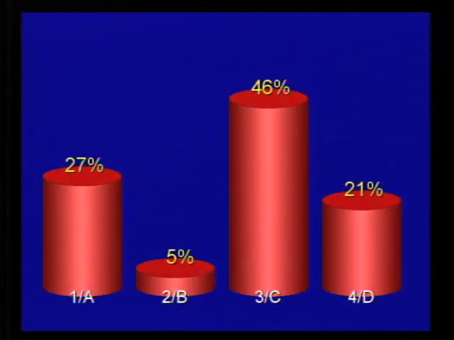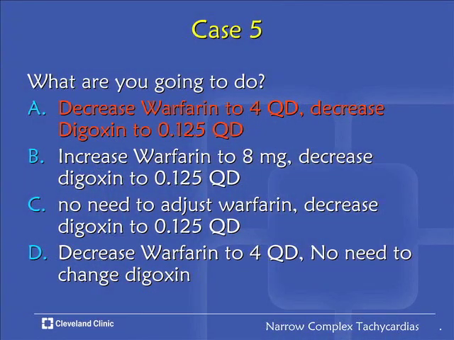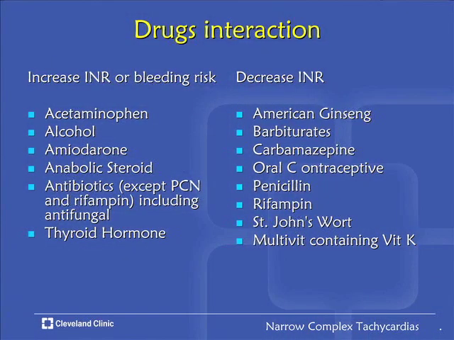Unfortunately, I have to decrease both. Okay? With amio, you have to decrease both. You can argue, you definitely decrease warfarin. You can argue about the digoxin, but I would decrease both because it increases the dig level in the body.